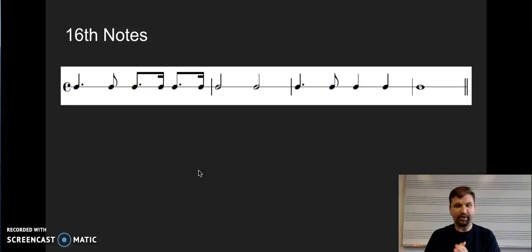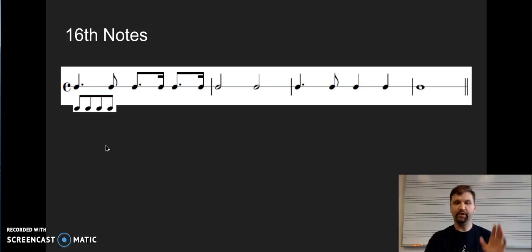Take a look at this example here. We start off with a dotted quarter eighth note. And you'll remember from previous lessons that a dot adds 50% of whatever it's dotting. So in this case, that dot on the quarter note is saying a quarter note plus 50% more, or a quarter note plus an eighth note. That means this next eighth note will happen on the upbeat of that.